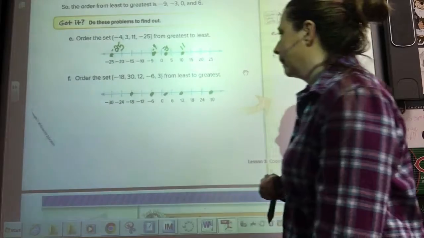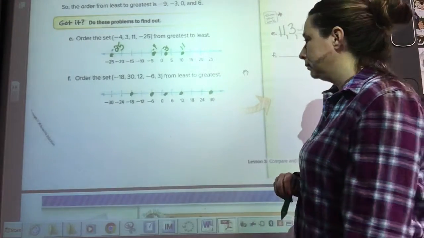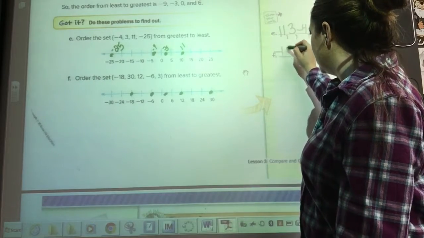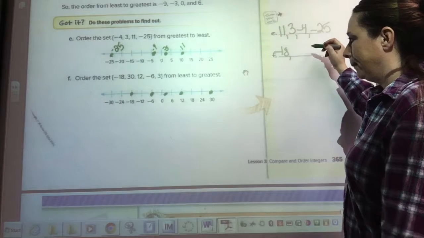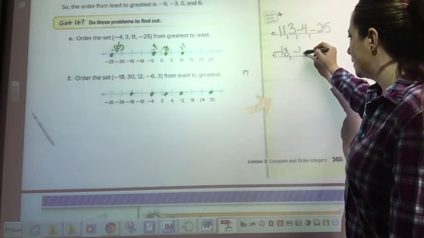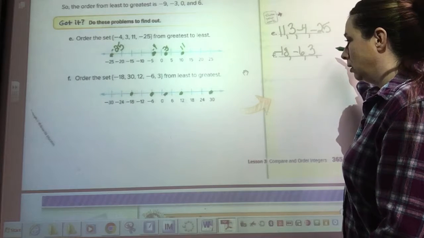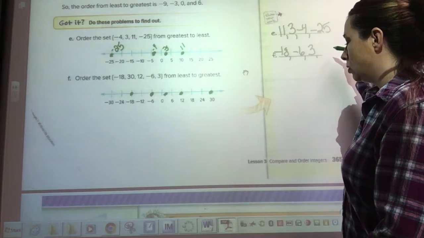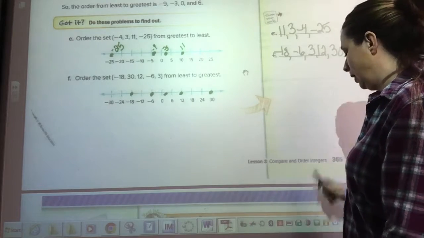All right. From least to greatest, owing the most to having the most. Negative 18, owing the most, overspent. Then what? Good. Negative 6. Then 3. Then 12. And then 30, which I like having 30 bucks.